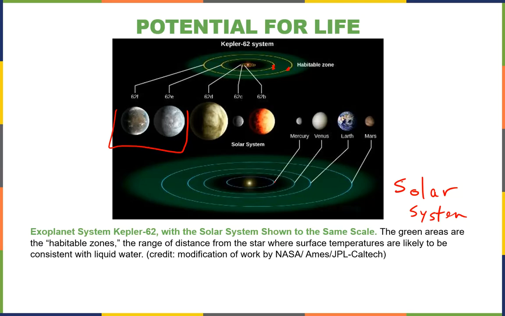Zero means no chance. One means absolutely it's going to happen every time. Every time that you have an environment that is conducive to life evolving, it's going to happen. What number would you put on that? Let's just take a poll.